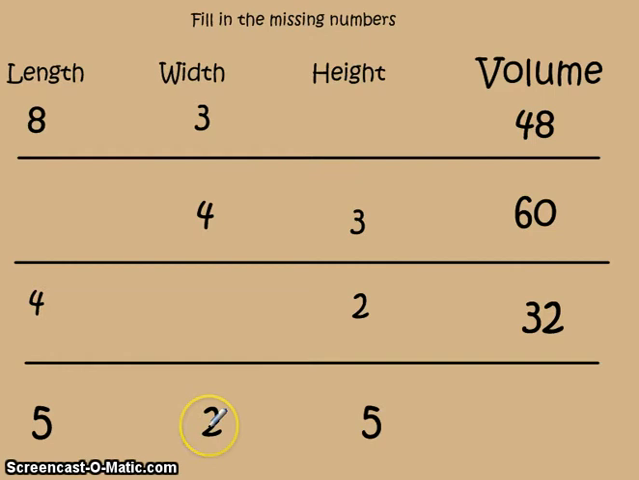Well, 5 times 2 is 10. And then 10 times 5 is 50. I could say that the volume here is 50. All right, let's look at the next one. This one's a little bit tougher. I already know the volume. I know my height. I know my length, but what is the width? How could I figure this out?